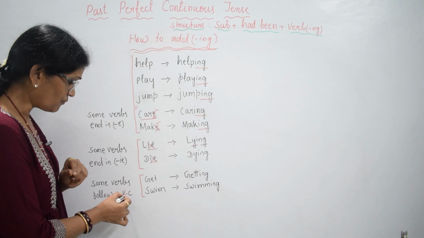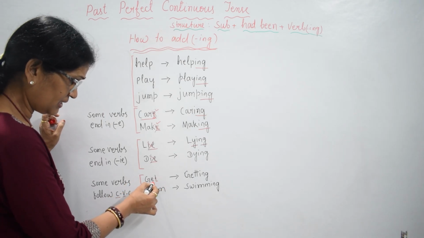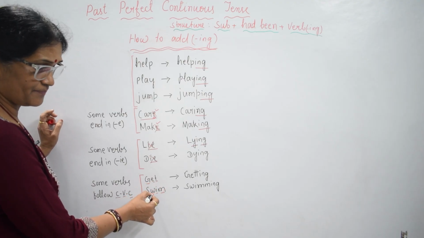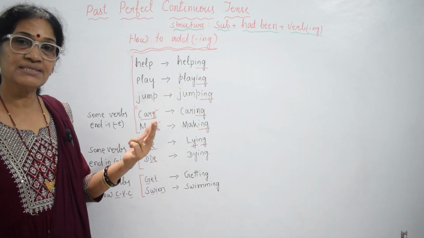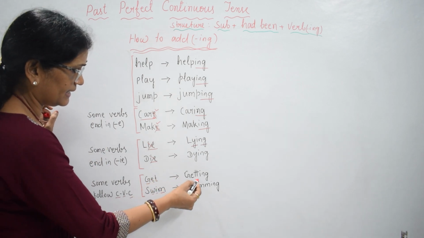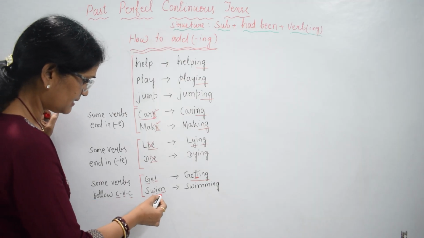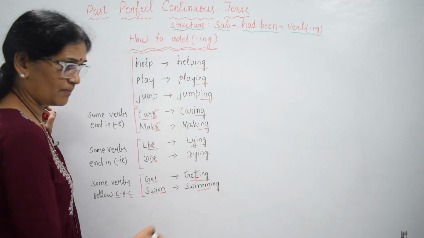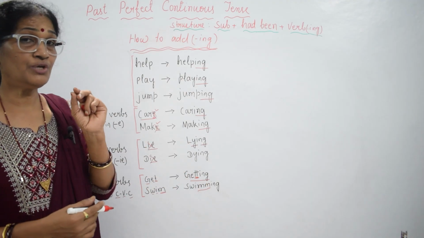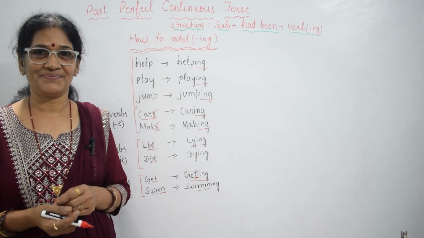C means consonant, vowel, consonant. Get, consonant, vowel, consonant. Swim, consonant, vowel, consonant. There, the last consonant will be doubled when you make ing. Get, getting. That last letter T became double T. Last letter M became double M. Okay? Get, getting, swim, swimming. For that, we have to remember the rules while you are changing a word into ing.